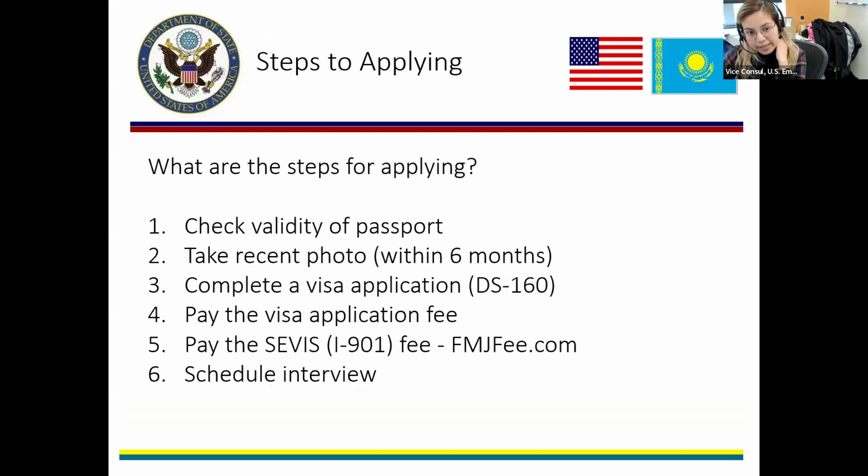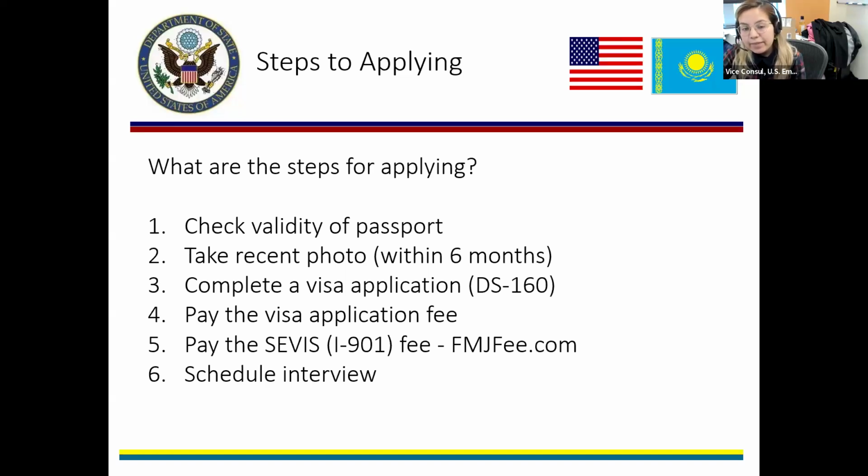So now the steps for applying for a visa. The first one is check the validity of your passport. Sometimes we do get people who bring us passports that have already expired, so please make sure that your passport is still valid. And you want to take a recent picture. Say, for example, you applied for a tourist visa, maybe with your family, with your friends a year ago, maybe 2 years ago. You cannot reuse the same picture. It has to be within the 6 months. And so make sure that you bring us new pictures for your new visa application.